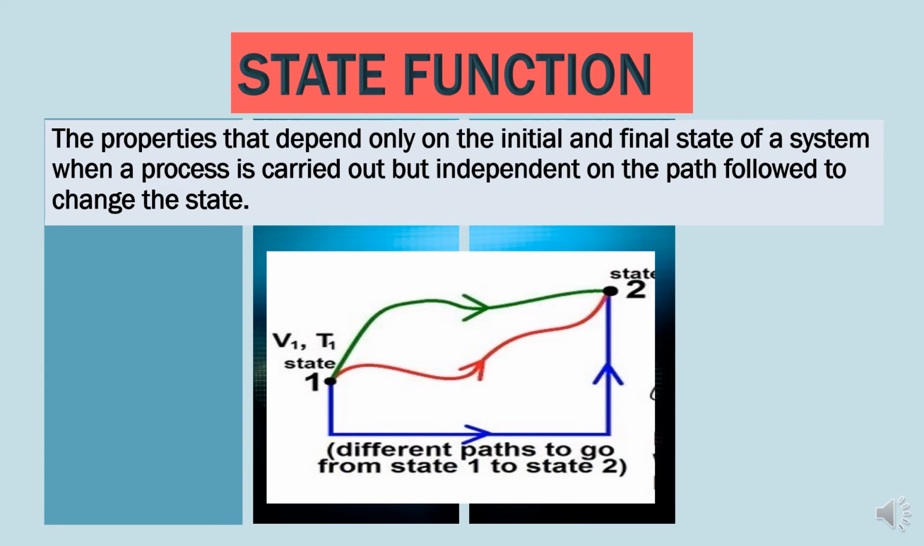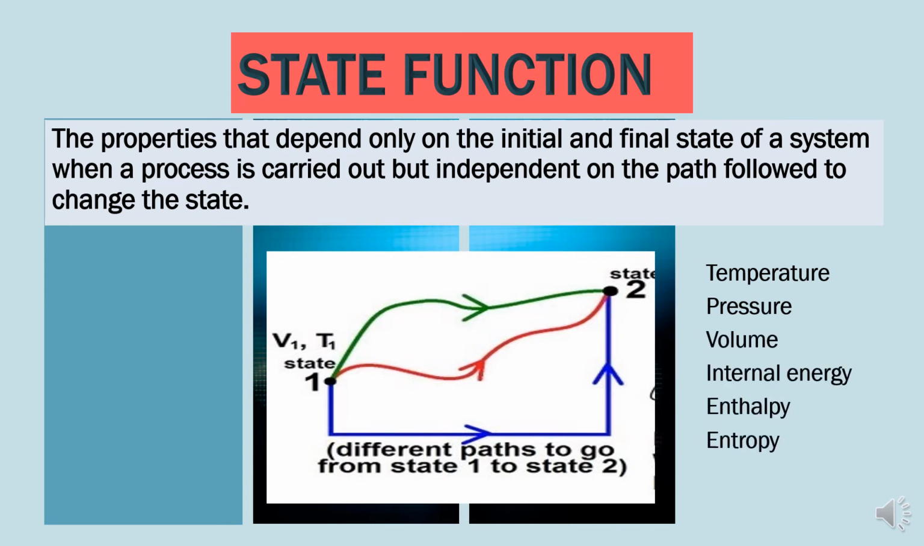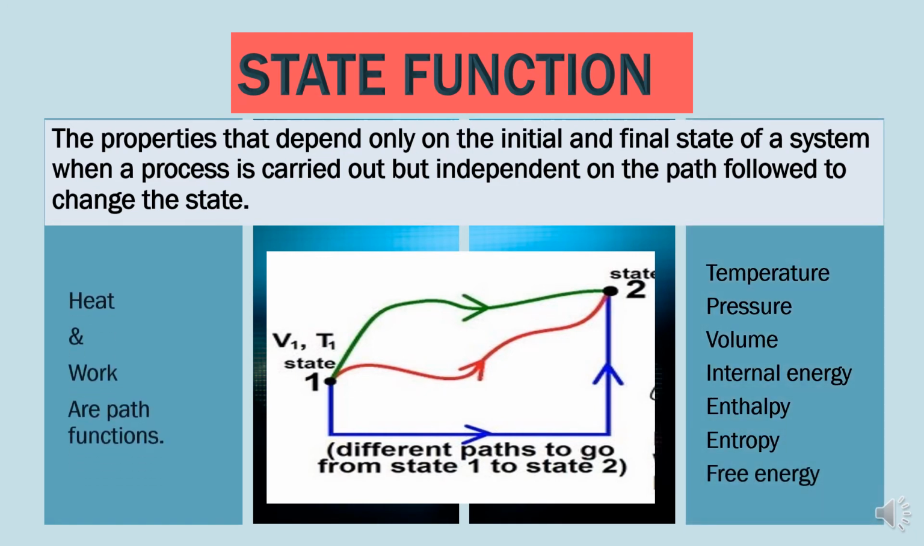And all those properties which are dependent on the path are called path functions. So the properties which are state functions in thermodynamics are temperature, pressure, volume, internal energy, enthalpy, entropy, and free energy. All these properties are state functions because they have a fixed value at the initial and final state, independent of the path followed to carry out that particular change. And two important thermodynamic properties which are path dependent, mean जो path पे depend करती हैं, are heat and work.